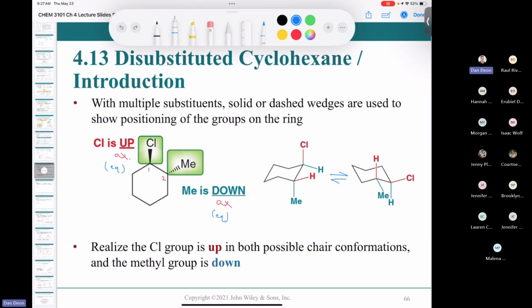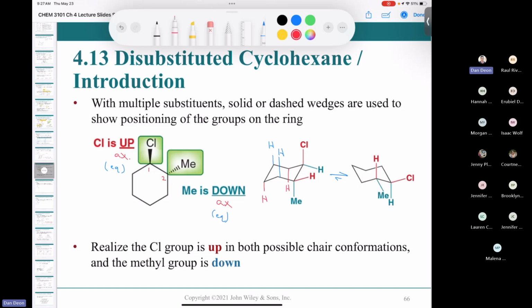Because they're on adjacent carbons. Here, the chlorine is up and equatorial. The methyl is down and equatorial. Now, you can see that in this case, the equilibrium is going to lie to the right as well. Why? Because in the conformation on the left, I have 1,3 diaxial interactions for the chlorine, and then I also have 1,3 diaxial interactions for my methyl group.